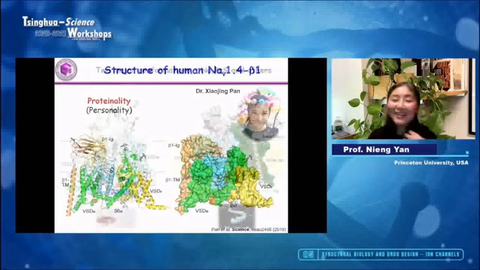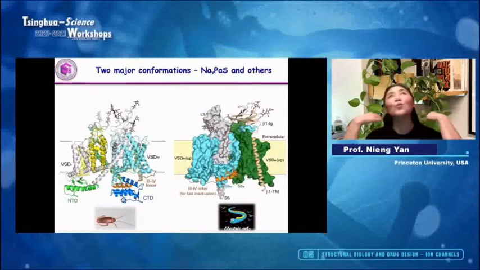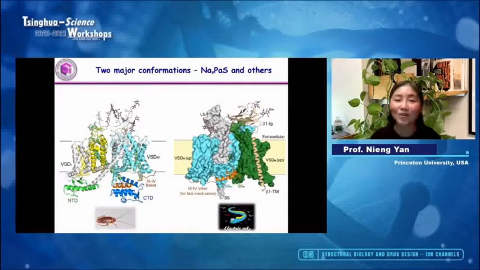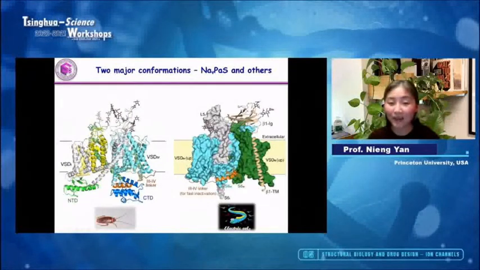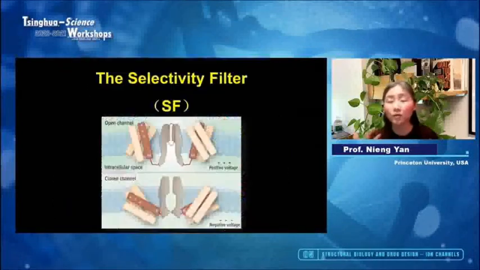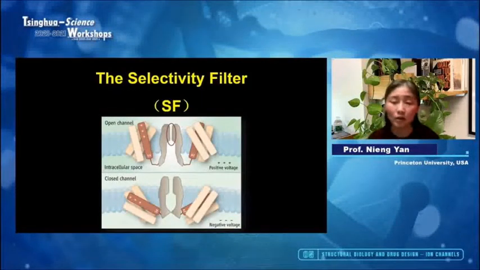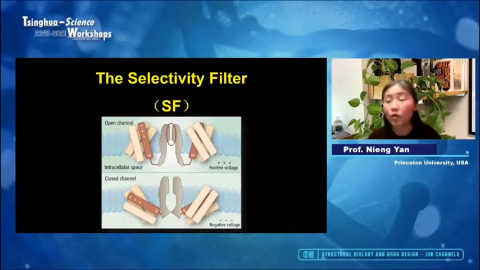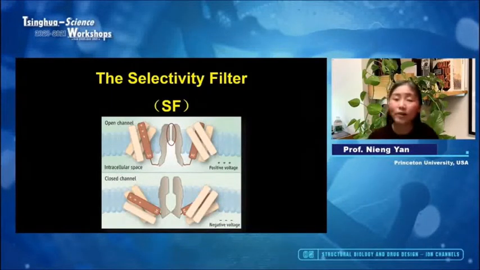All right, so after that, we solved several other human sodium channels. To our probably disappointment, so far among all these channels, we only captured two major conformations. One is represented by the first NavPaS structure, and all others exhibit very similar conformations. The following discussion will be based on these two conformations. So what have we learned from these structures?